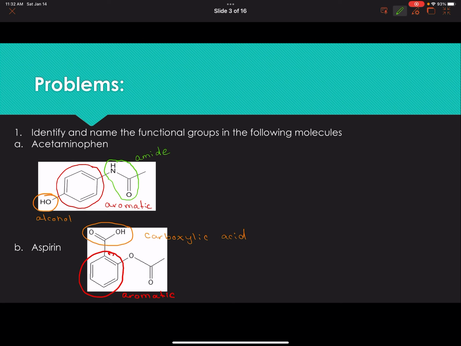And then I see another C double bond O. We always look to see what they're attached to because I have several families with a C double bond O. That C double bond O is attached to an O, not an OH, but an O. So this is an ester.